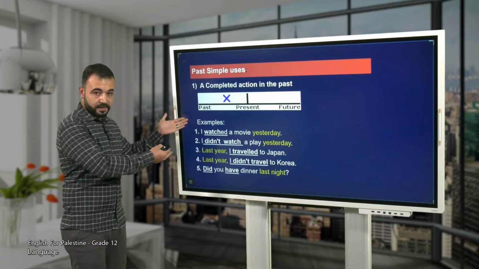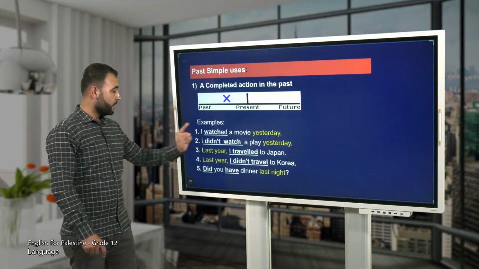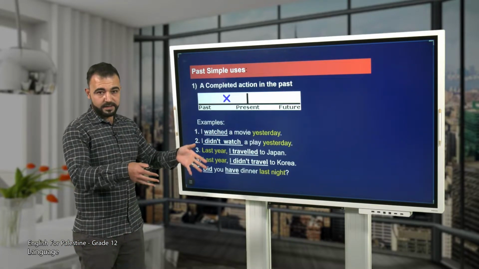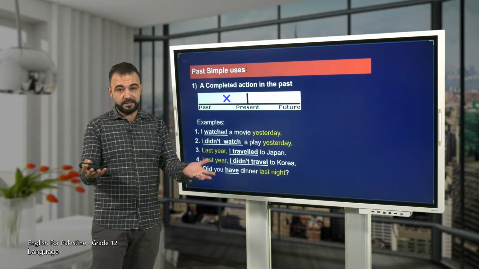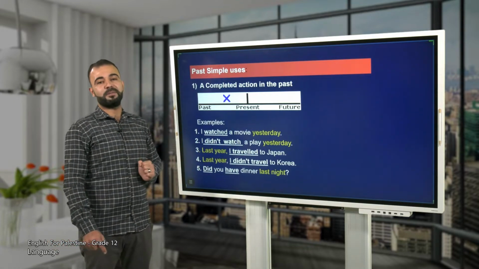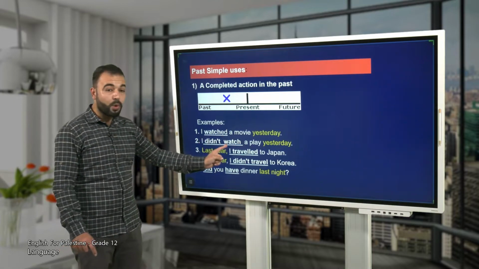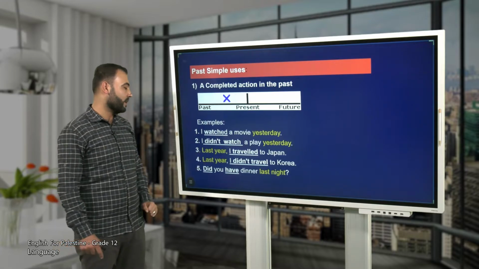For example, let's see these examples. Number 1, I watched a movie yesterday. Here we have a keyword that relates to the past. Number 2, I didn't watch a play yesterday. Focus here. This is an affirmative sentence, which is number 1. Number 2 is a negative sentence. How do we negate the past tense? We use didn't plus the infinitive form of the verb. So pay attention. I didn't watch, not I didn't watched. Okay? I didn't watch a play yesterday.